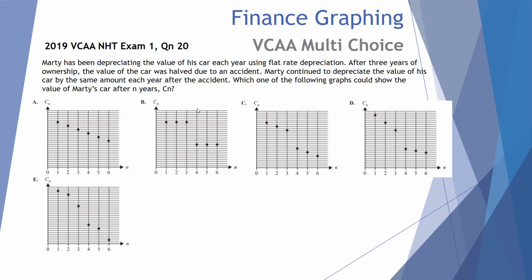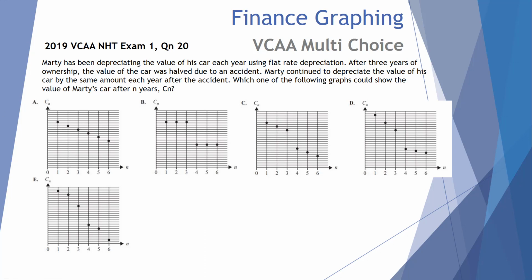2019 VCAA NHT exam number 1, question 20. Marty has been depreciating the value of his car each year using flat rate depreciation. After 3 years of ownership, the value of the car was halved due to an accident. Marty continued to depreciate the value of his car by the same amount each year after the accident. Which of the following graphs could show the value of Marty's car after n years?